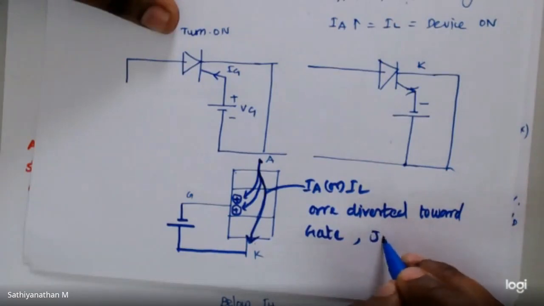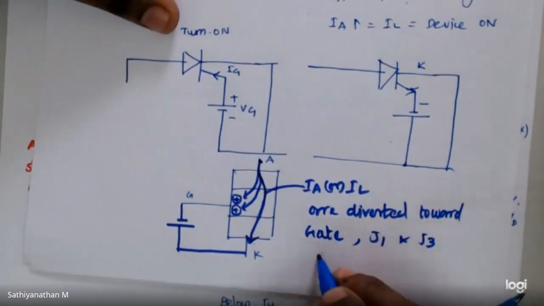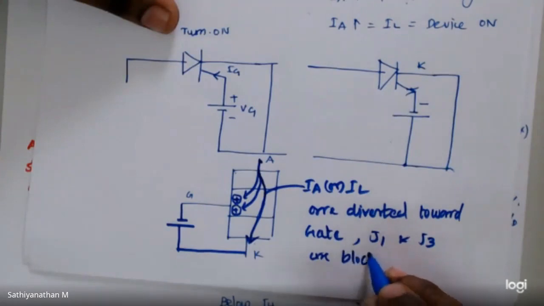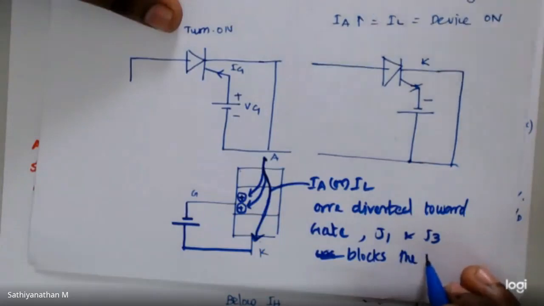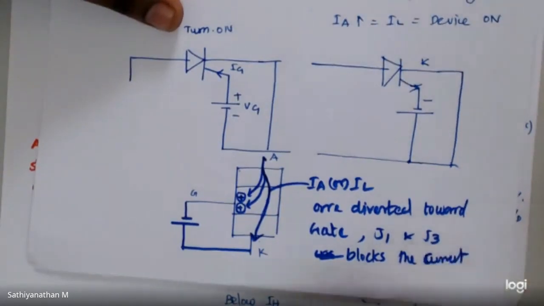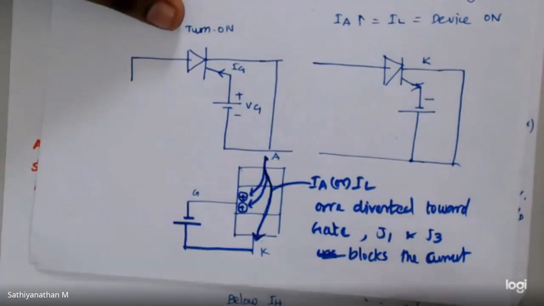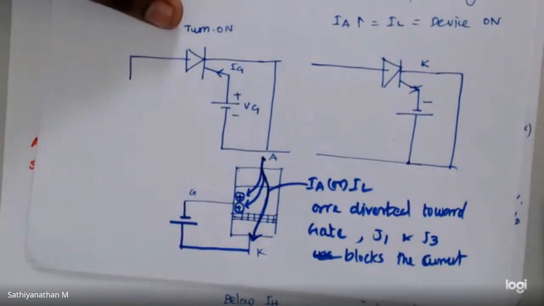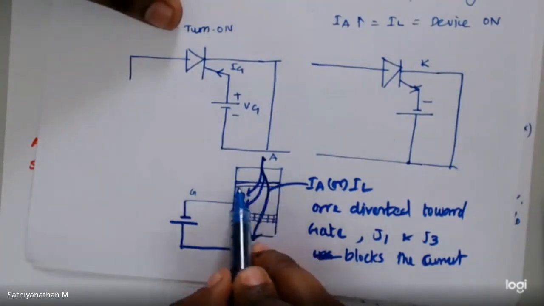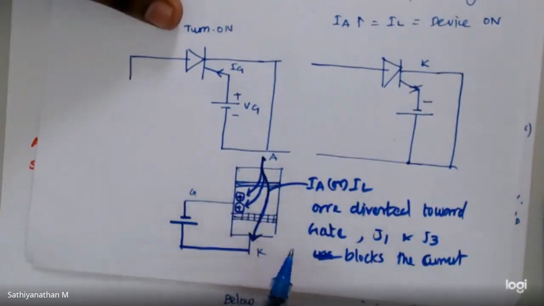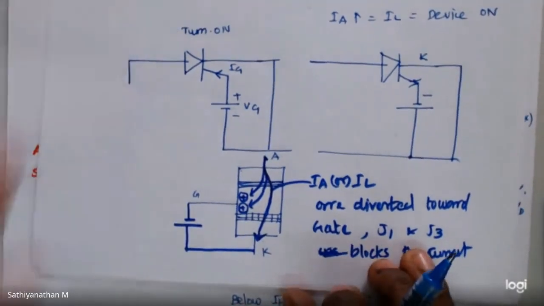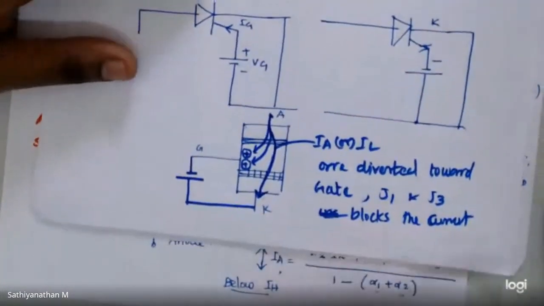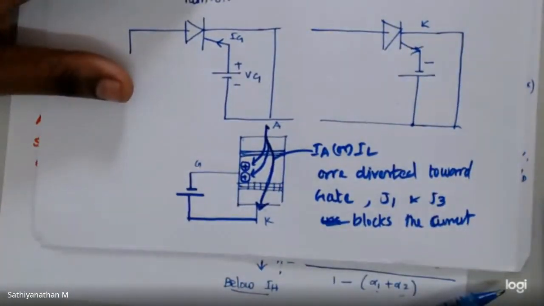So the junctions J1 and J3 are used to block the current, it blocks the current flow due to this increase in thickness. So the holes and the electrons at these junctions are neutralized, that blocks the current flow. சரியாப்பா? ஸோ இதுல ஏதாவது டவுட் இருந்தா கேளுங்க. I hope you make clear.